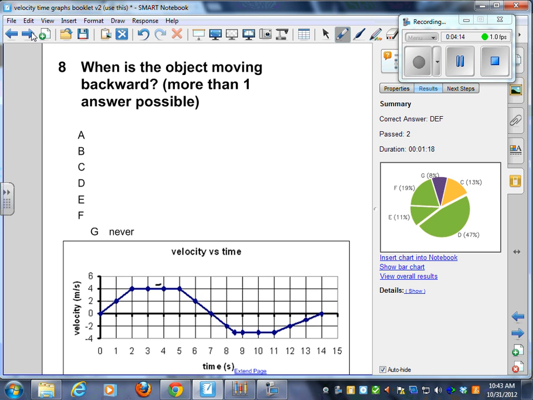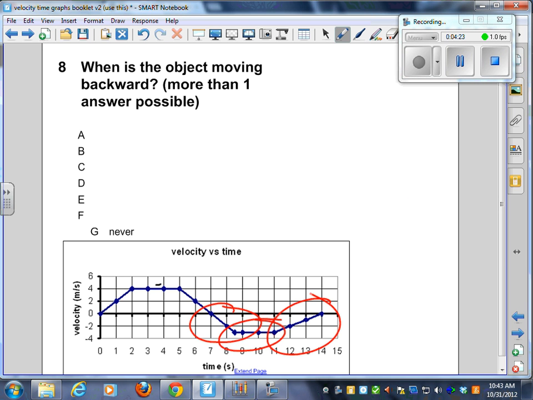When is this object moving backwards? The correct answers are D, E, and F. Because again, this is a graph of velocity, so if it's moving backwards, the velocity would be negative, down below. Negative, down below.